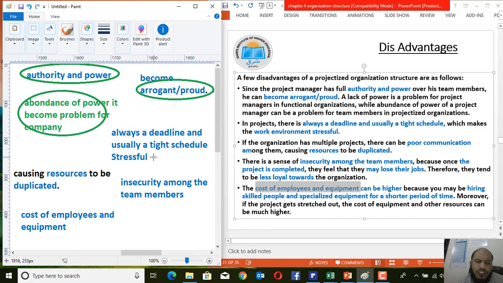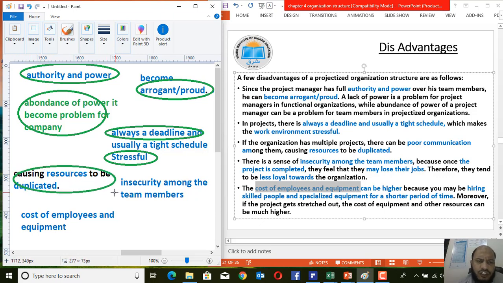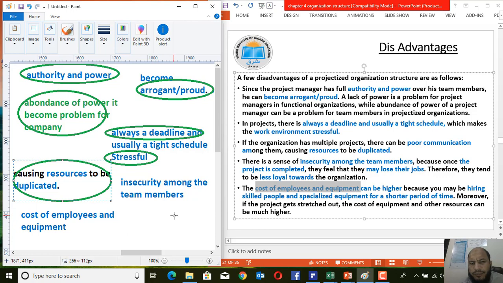At the same time, we may say that in projects there are always close and tough deadlines. These deadlines make the employees of the project stressed, and it may affect their activities. So if the organization has many projects, there are chances to use the resources of different projects in a duplicated way.